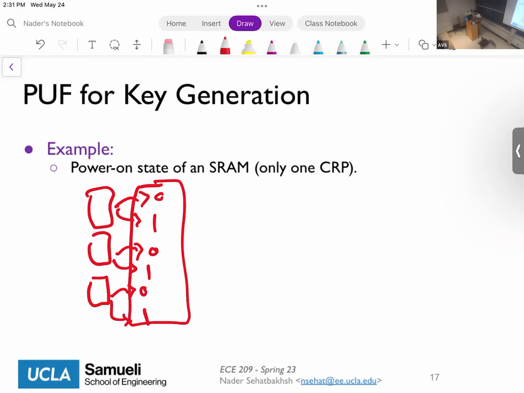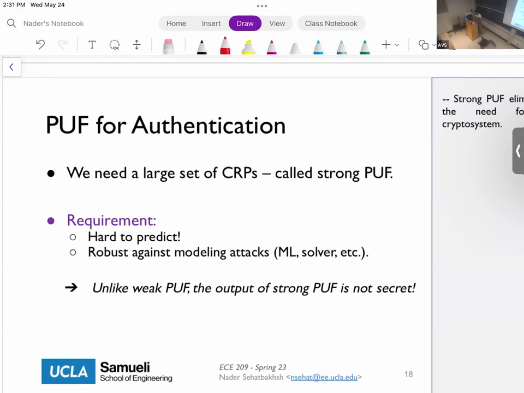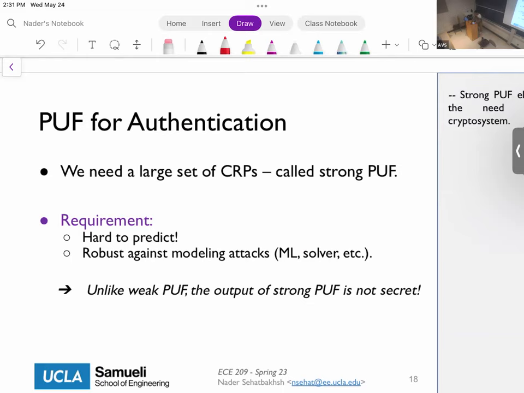The alternative use of PUFs is for authentication, which that Epic paper is also using. The difference is that here we're going to have a large set of CRPs. CRP means challenge-response pairs. We call this a strong PUF because it supports lots of challenges and lots of responses.